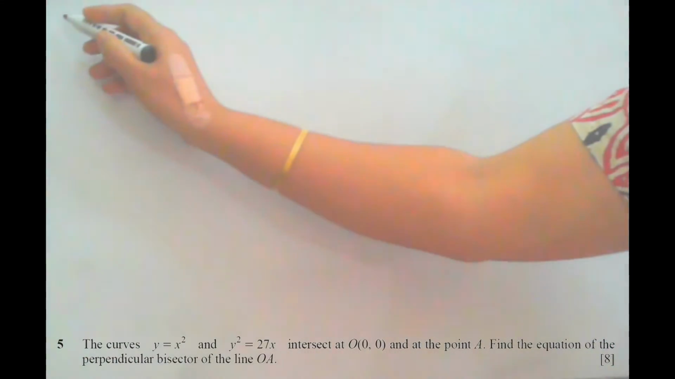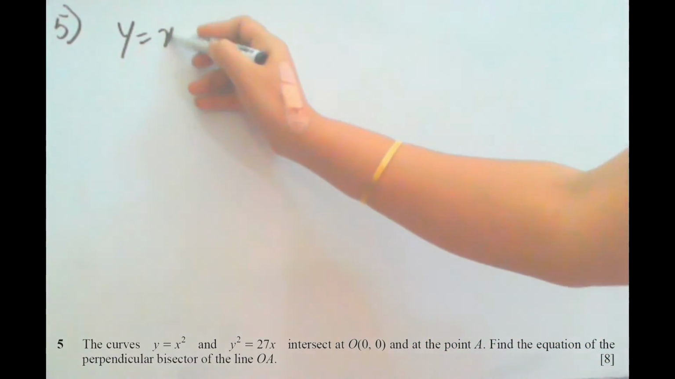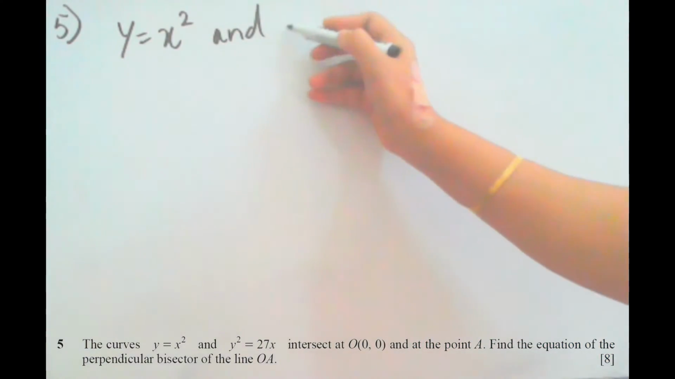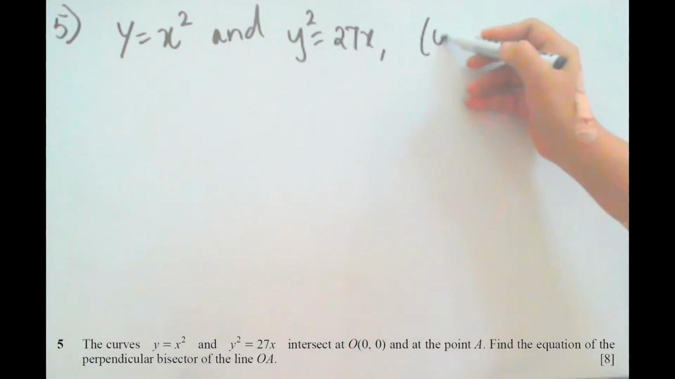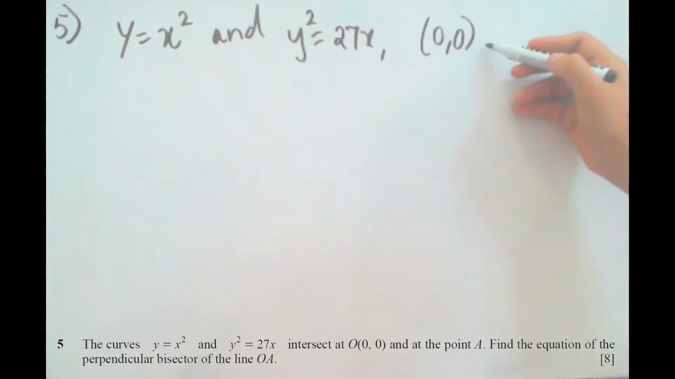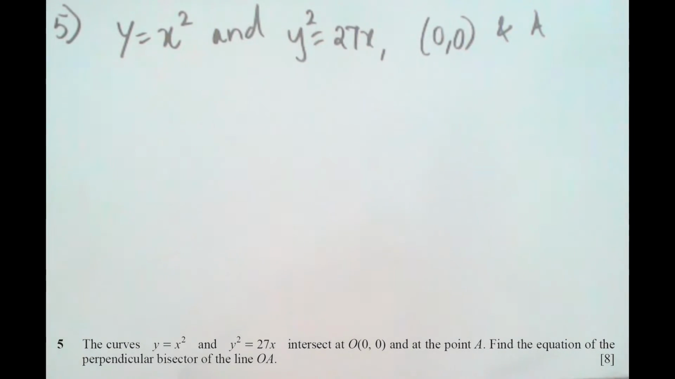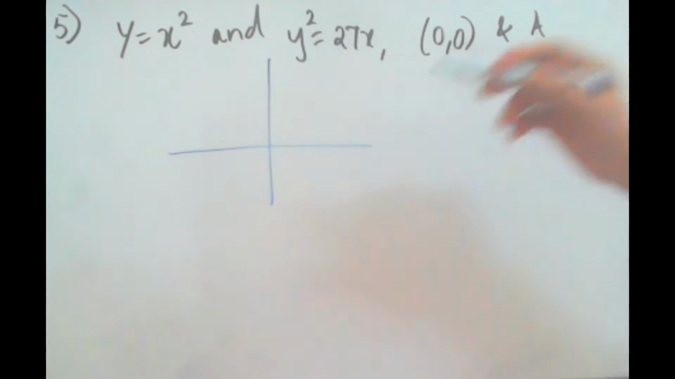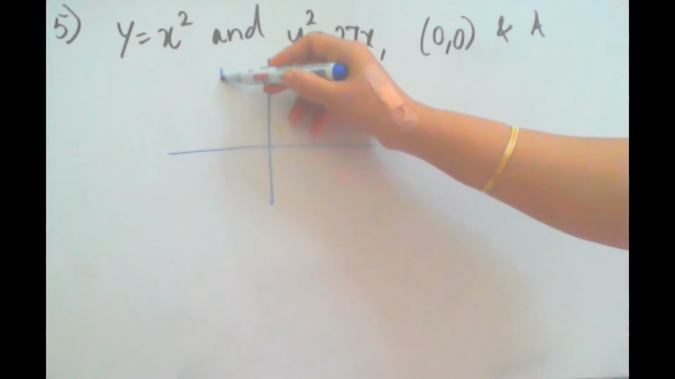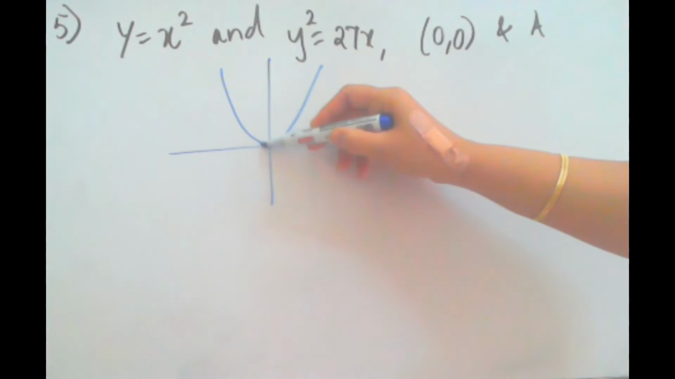Let's go to question number 5. The curves y equal to x squared and y squared equal to 27x intersect at (0, 0) and at point A. Find the equation of the perpendicular bisector of the line OA. So let's draw a rough sketch of the graphs here. So y equal to x squared is this graph here.